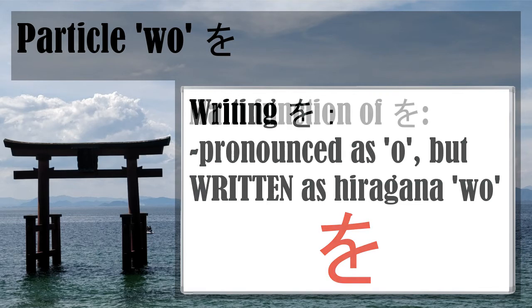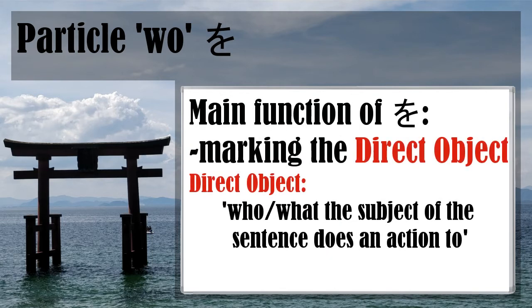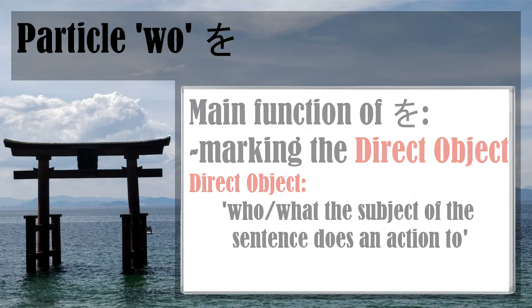And the particle wo has several uses, but its main function is definitely marking the direct object of a sentence, as said earlier. The direct object is who or what the subject of a sentence does an action to. This sounds a bit complicated and convoluted, so let's look at some examples.